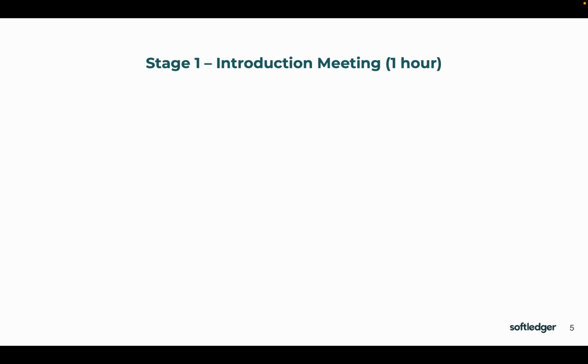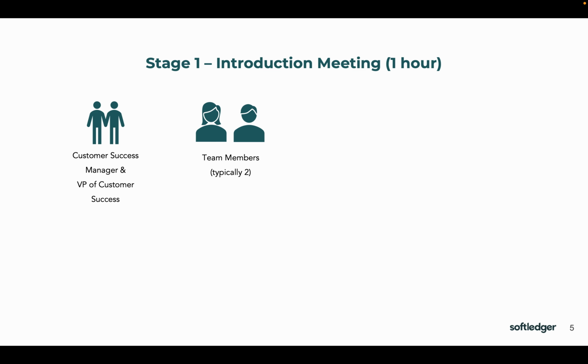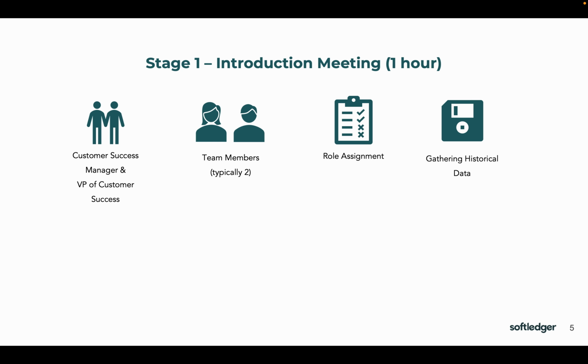Stage 1, introduction meeting. In this meeting, the SoftLedger Customer Success Manager and VP of Customer Success will meet with nominated members of your team who will be managing the implementation. Typically, this will be 2 team members, but can be more. In the meeting, the agenda will typically cover off role assignments, so the setting up of members of your team with the necessary SoftLedger access, in addition to broadly designating who will be responsible for different parts of the implementation process.